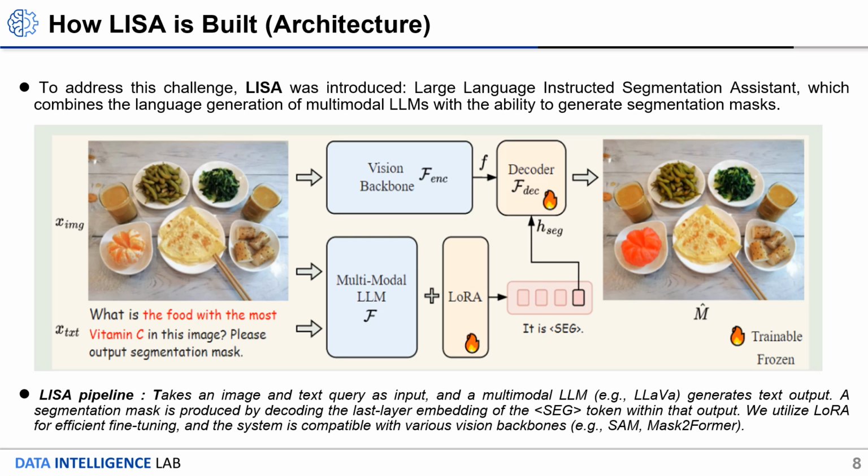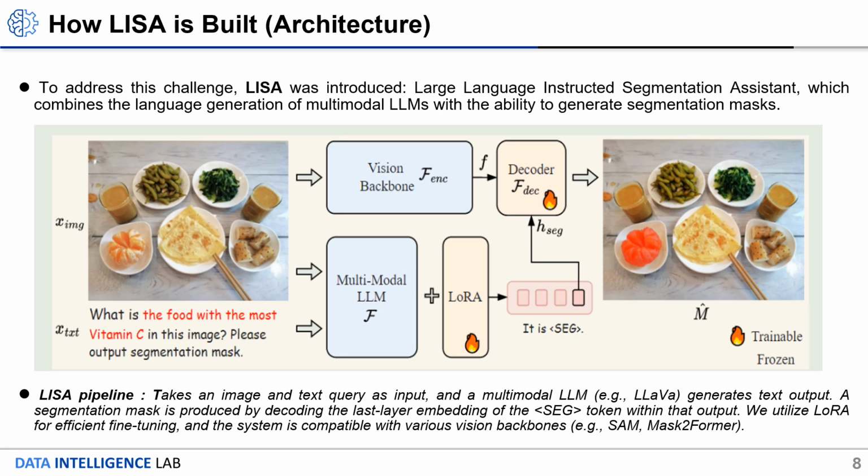In the first picture, on the left part, we have two main inputs, the image and the text query. Notice the query is complex, asking for the food with the most vitamin C, which requires reasoning. In the vision backbone, the image first goes into the vision backbone, like SAM or Mask2Former. This part is pre-trained and frozen, meaning its weights aren't updated during LISA's training. Its job is to extract key visual features from the image.